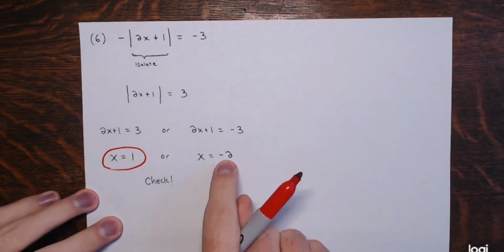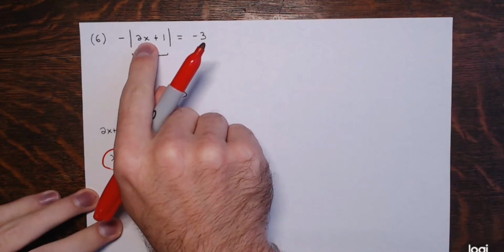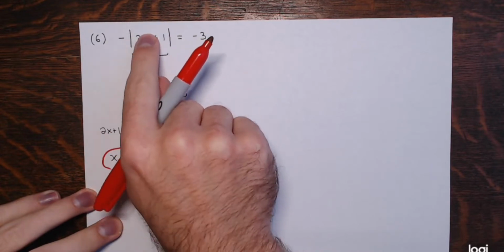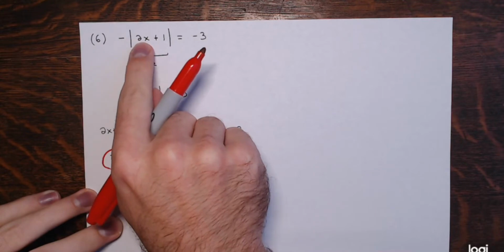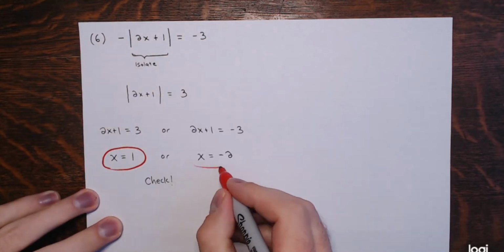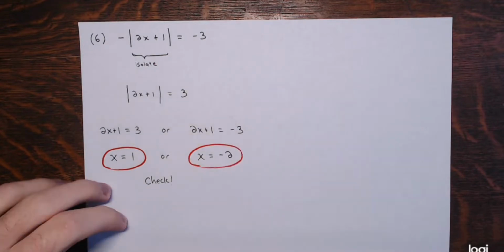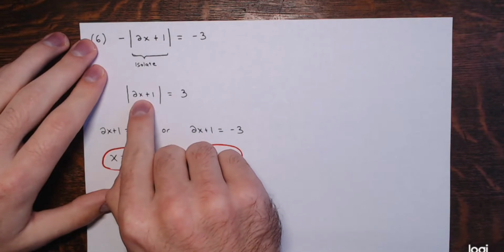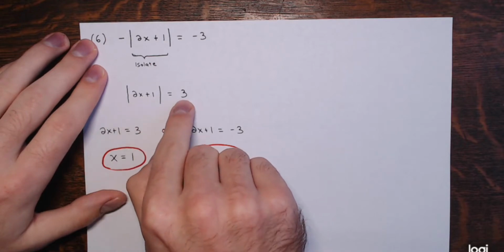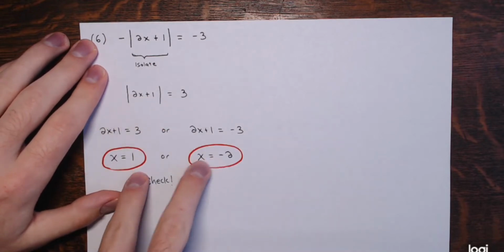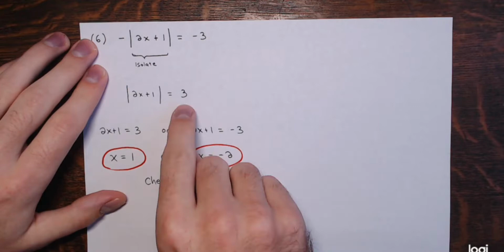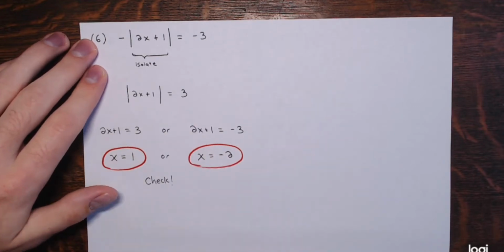Then -2. 2 times -2 is -4. -4 plus 1 is -3. The absolute value of -3 is +3, but then you've got the times -1. So again, you have -3 equals -3. This also works. And you may have caught the pattern here. If you have the absolute value of a linear expression, like we've seen in all these, a first degree polynomial, equal to a positive number, there were two solutions. When it was equal to 0, there was only one solution. And when it was equal to a negative number, there were no solutions.